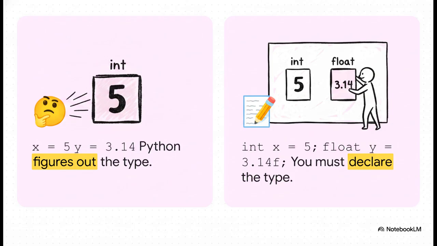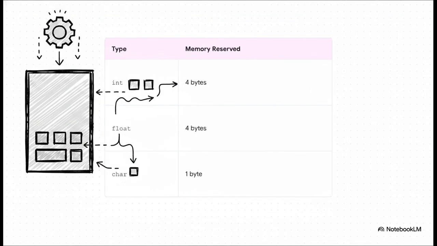You have to declare the type of every single variable before you use it. You have to say, hey, this x is an int, or this y is a float for a decimal, or this is a char for a character. And this table shows you the reason why. This isn't just C being picky.